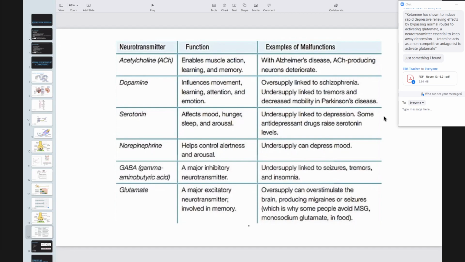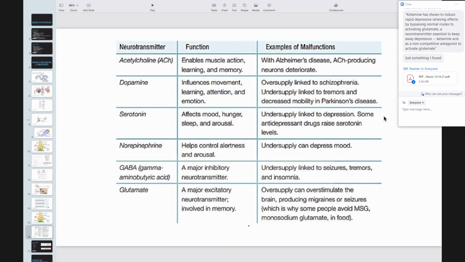Serotonin is a mood neurotransmitter. It's going to make you happy. If you have a lot of serotonin, you'll be a happy camper. If you don't have a lot of serotonin, you will not be very happy. Norepinephrine is alertness and control. We'll talk about epinephrine and norepinephrine. Those are sympathetic nervous system neurotransmitters, fight or flight, running for your life, right?